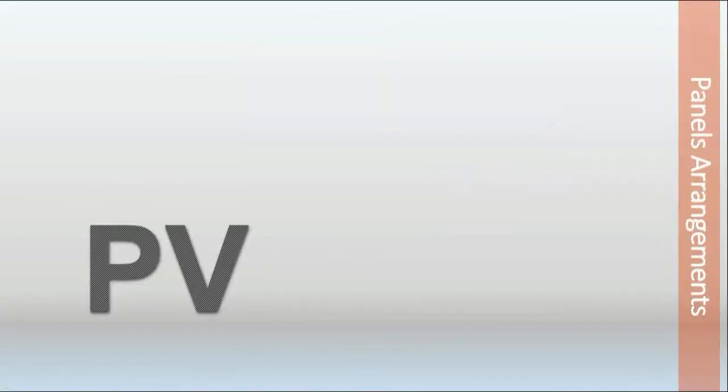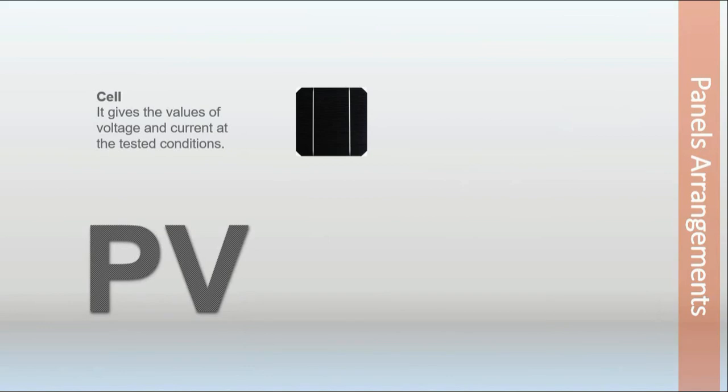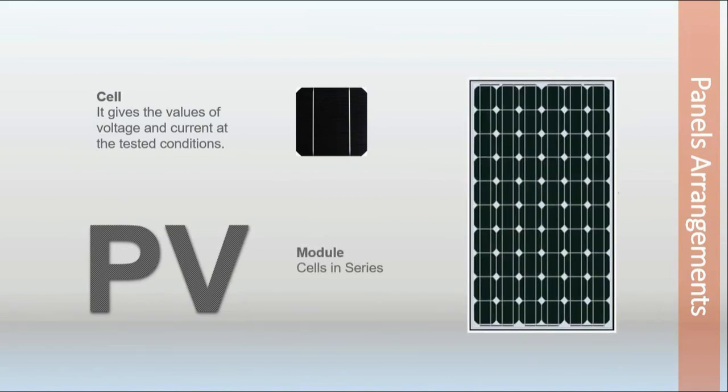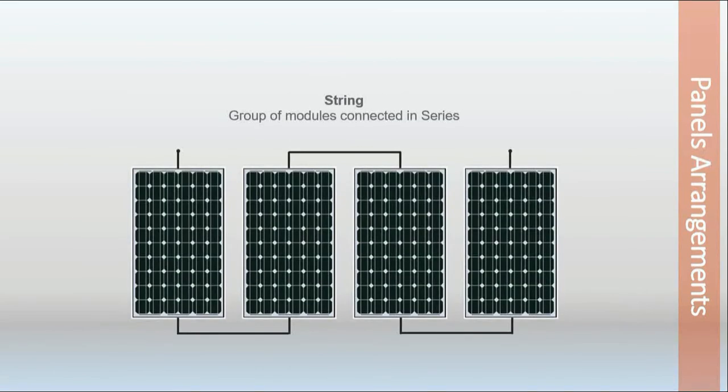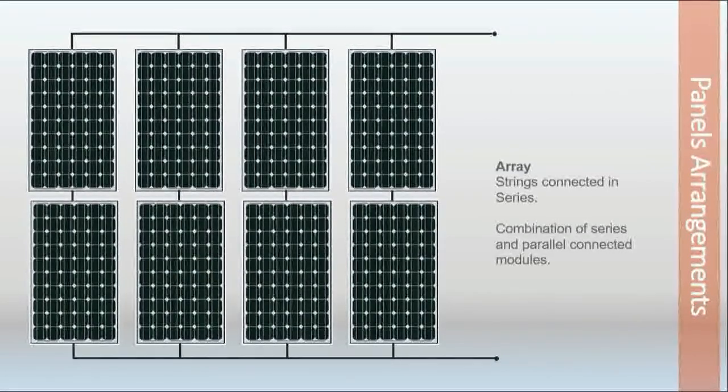So PV panels are arranged in cells, and different cells connected in series form the modules, and the connection of different modules in series will form a string. Connection of strings in parallel will form the array. So the array is basically a combination of series and parallel connected modules.